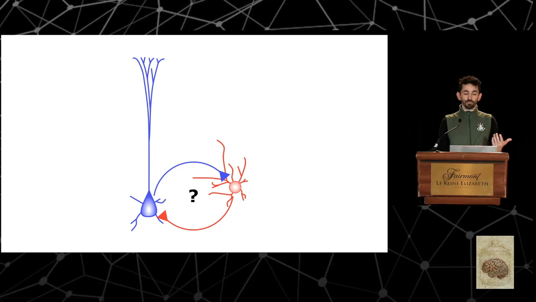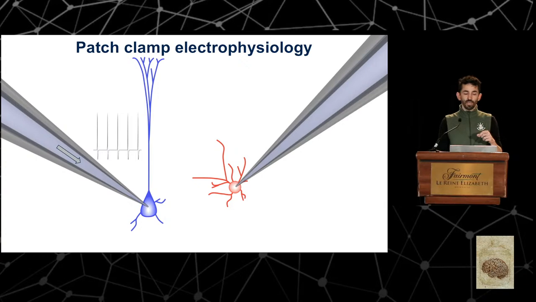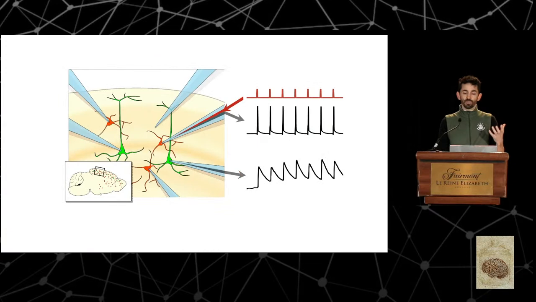So we're going to attach patch electrodes to each of these two cells, and we'll stimulate one cell to fire a series of spikes. And we're going to watch for a synaptic response in the other cell. And if we do this with 8 electrodes at the same time, then by stimulating each cell one at a time and recording on all of the others, we can test for up to 56 possible connections in a single experiment.